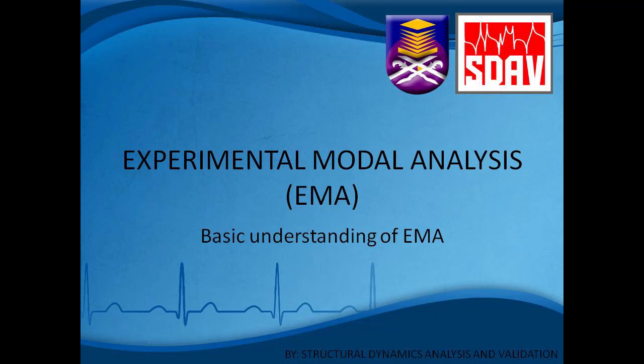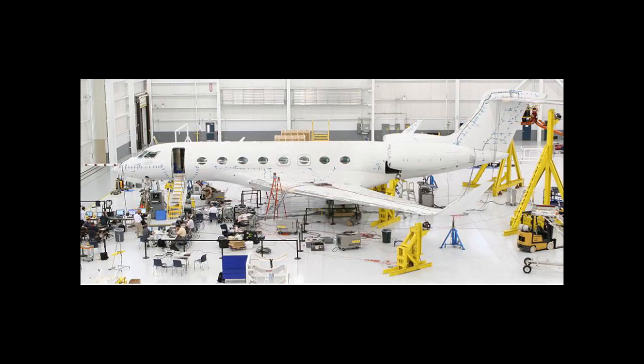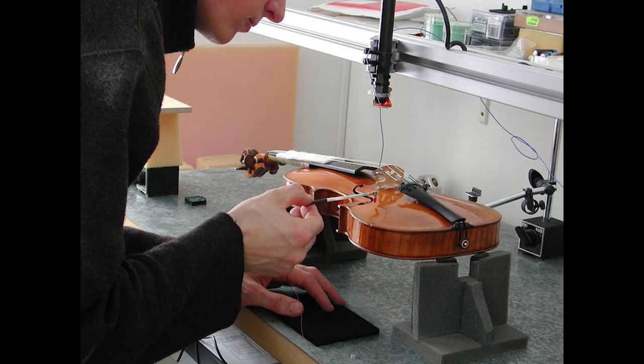The experimental approach to modeling the dynamic behavior of a structure, which is modal testing, relies mostly on extracting the vibration characteristics of the structure from measurement. The procedure consists of 3 steps. First, taking the measurement. Second, analyzing the measured data. And third, constructing the model by combining the results of the analyzed data. In this video, we are going to see briefly how experimental modal analysis is carried out.